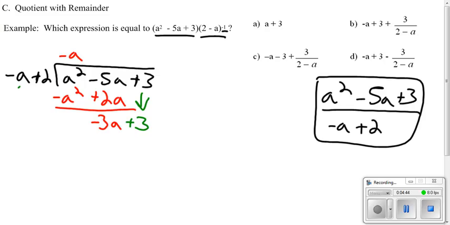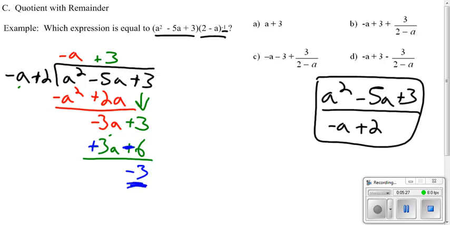Now we are looking at how negative a goes into negative 3a. And that's just going to be positive 3, because positive 3 times negative a is negative 3a, and positive 3 times positive 2 becomes positive 6. Now from here again, we just need to solve that out. We want it to be a subtraction problem, so if we subtract that, this becomes negative, this becomes positive, this becomes negative. Positive 3 minus 6 becomes negative 3. Our negative 3a plus 3a becomes 0. So in this case, it looks like our remainder would be negative 3.